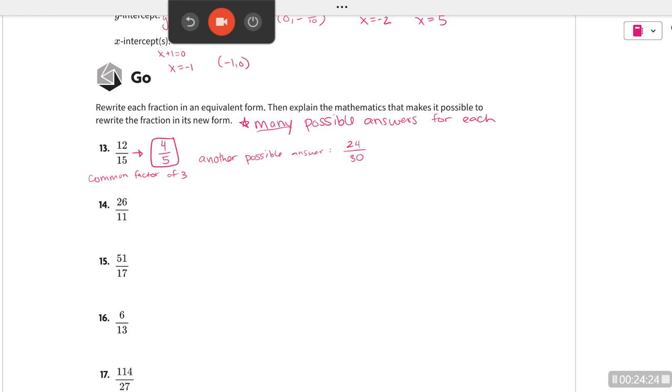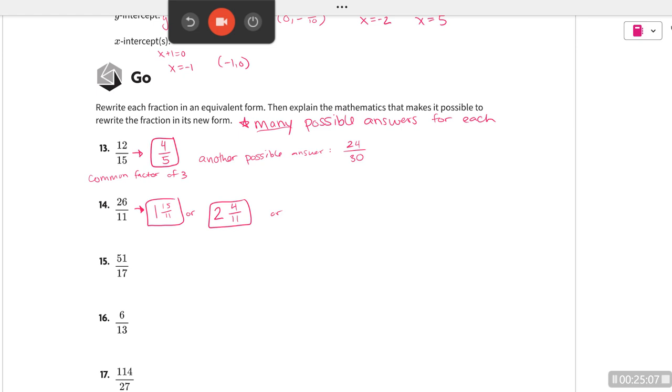Okay, let's go to question 14. 26 over 11. I can't reduce this one. So we'll read 26 is bigger than 11, so let's take 11 away. If I do that, 26 minus 11 becomes 15. So I could say it's 1 and 15 over 11. And notice 15 is still bigger than 11, so I can take out another 11, which means I've taken out 11 twice, or 22, which leaves me 4 over 11. So 4 over 11. Both of those are possibilities.